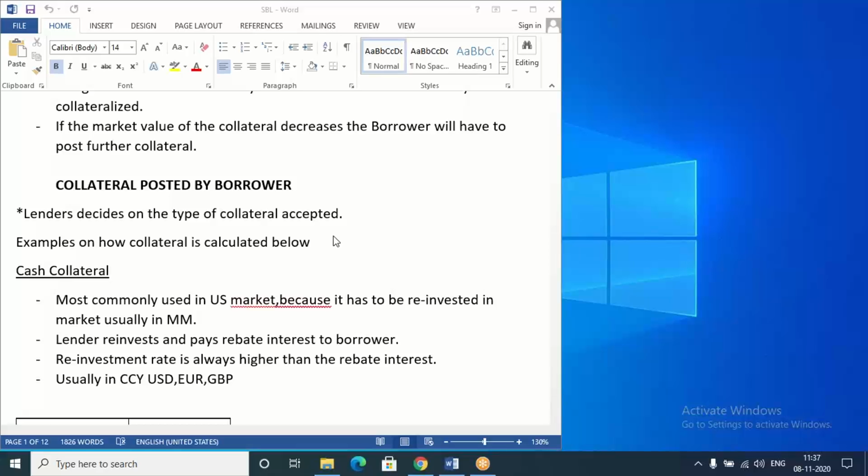So let's say the lender wants cash collateral, and this is predominant in the stock borrow lending market in the US. In the US market, lenders predominantly ask for cash as collateral when they loan out securities, because it is then reinvested in the money market, and they get a reinvestment rate from which a certain bit is rebated back to the borrower. Usually, currencies such as USD, Euro, and GBP are considered as collateral in stock borrow lending. Is this clear till here?